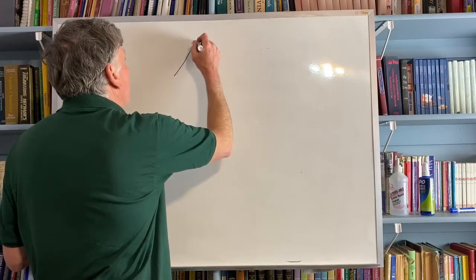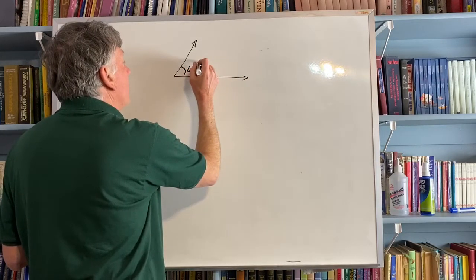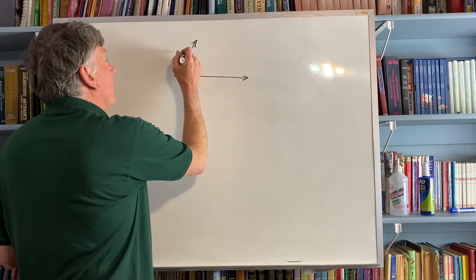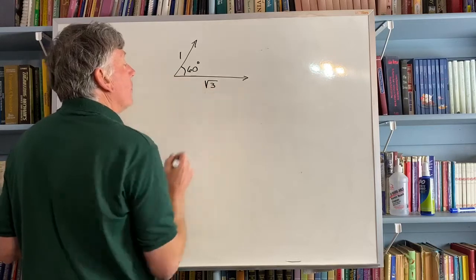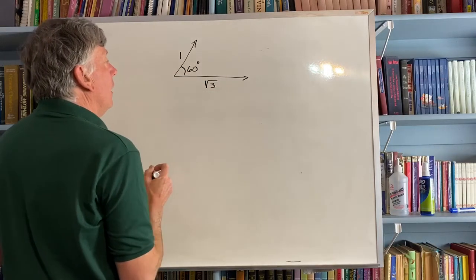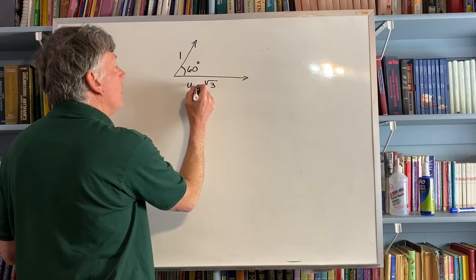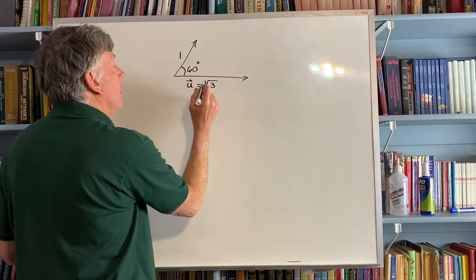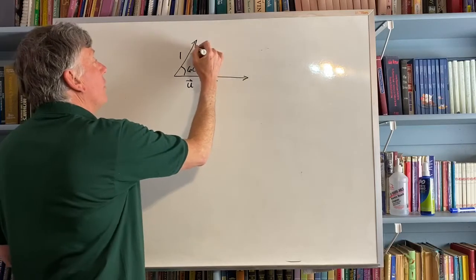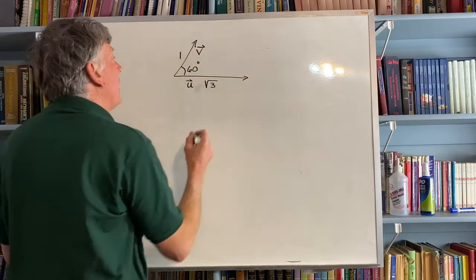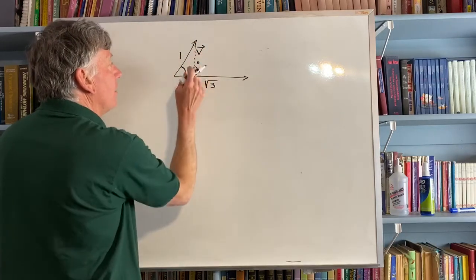I'm going to have two vectors, and they're going to be 60 degrees apart. The length of this one is going to be 1, and the length of this one is going to be the square root of 3. I'm going to call this long vector u, and this one is going to be my v vector. If you remember from trig, I can drop this down and get the components of my vector.